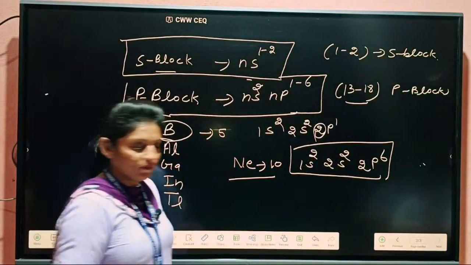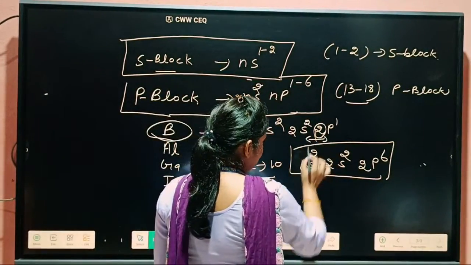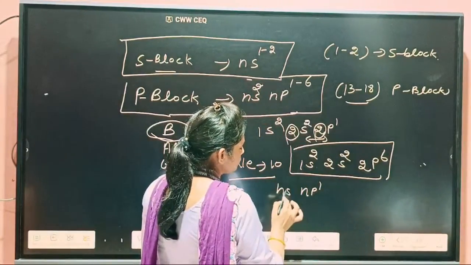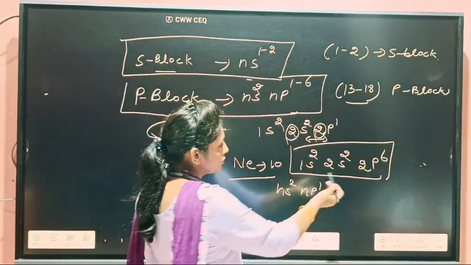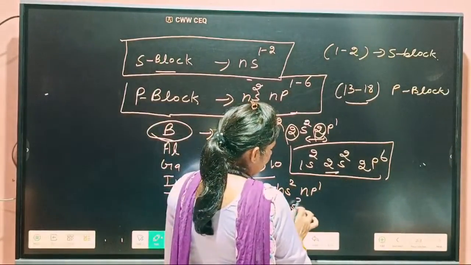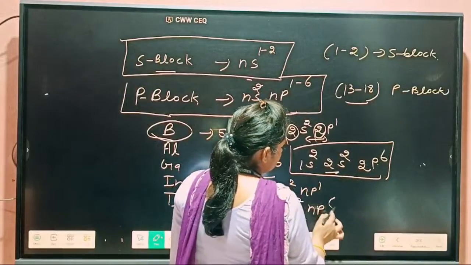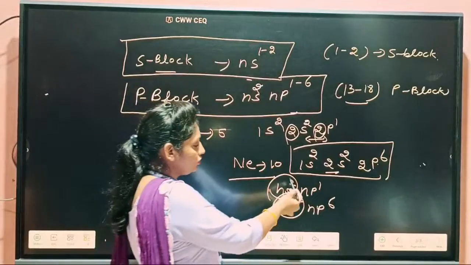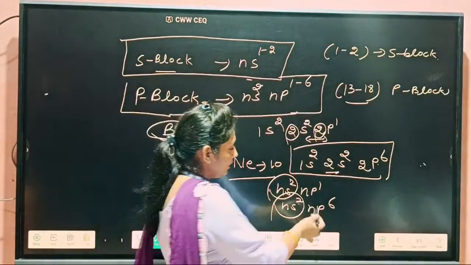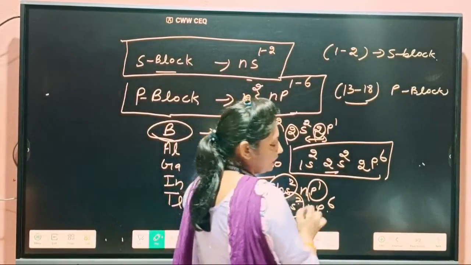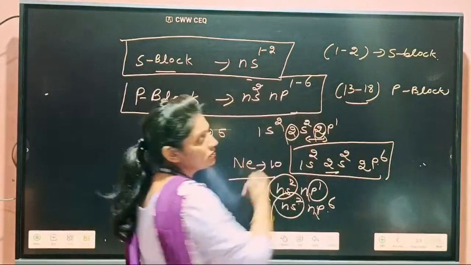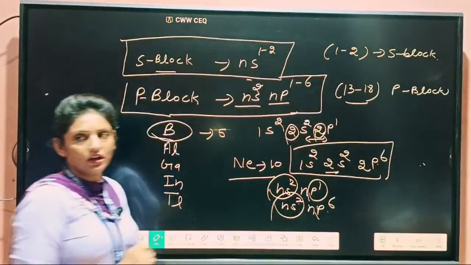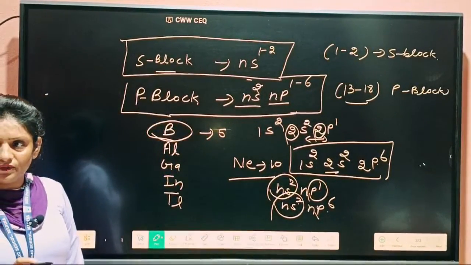So students, here this is n. So np1 here, and this one is n. So ns2. Okay, here also ns2 and np6. So in both you can see, in the s subshell there are 2 electrons only, but in the p subshell electrons may vary from 1 to 6. So this one will be the general configuration for p block elements. Any doubt in this? Yes.